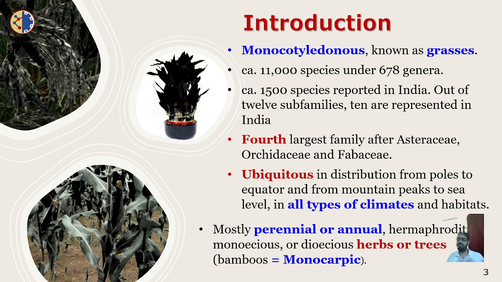From the poles to the equator, from the mountain peaks to the sea level, in all types of climates and habitats you will find these Poaceae species. These species are mostly perennial or annual, and both male and female sexes are present in a single plant or sometimes in two plants. They are herbaceous, monoecious or dioecious, and some species like bamboos are monocarpic, which means they reproduce only once in their whole life cycle.